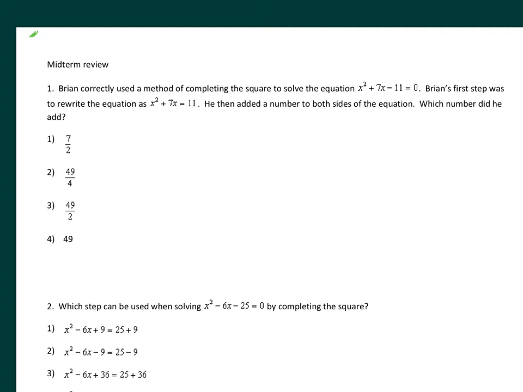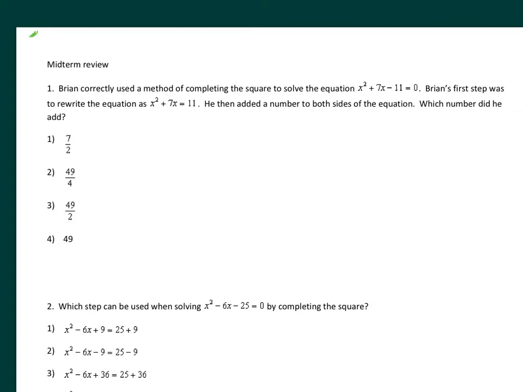Welcome to Midterm Review. I'll be going through the first section, which is the first 16 problems, and then we'll continue on with other sections shortly. All right, so let's just dig right into this. The first question is asking about the completing the square method.